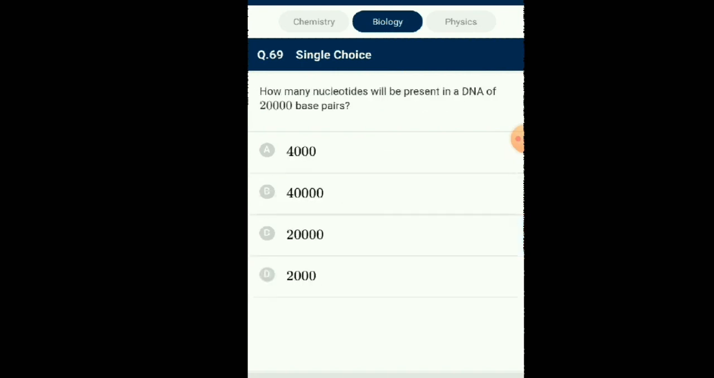Question number 69. How many nucleotides will be present in a DNA of 20,000 base pairs? The salient features of the DNA double helix structure of B-DNA proposed by Watson and Crick: DNA consists of two polynucleotide chains. The backbone of the DNA is constituted by sugar and phosphate, and the bases project inwards. The two chains of DNA run in anti-parallel fashion, with 5' to 3' polarity in one and 3' to 5' polarity in the other chain. The bases of the two strands are paired by hydrogen bonds to form base pairs.